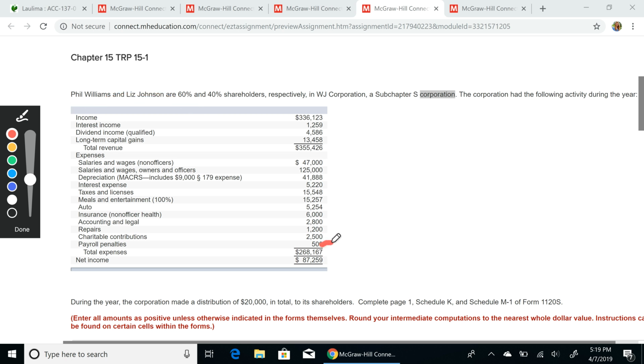Payroll penalties. Now, if you recall, business expenses are deducted, not ever penalties. Total expenses, which is this total, right? These could be their accounting numbers. And then we have our net income.